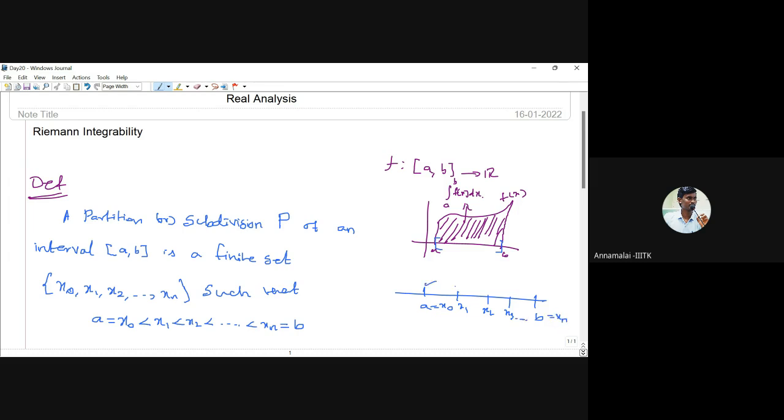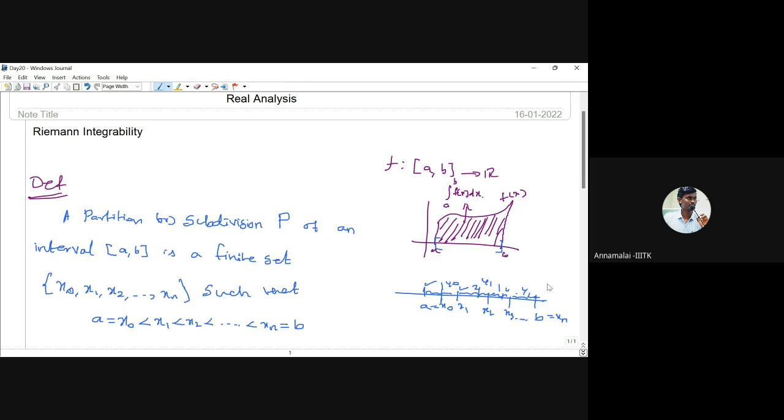Now the points x0, x1, x2, up to xn, we call a partition P of this closed interval [a, b]. The length of each subinterval need not be the same. Maybe this length is 1, this subinterval is 2, this is 1, this is 1 by 2, anything. We can take some other partition. If you take y0, y1, y2, up to yn, that is also a partition.